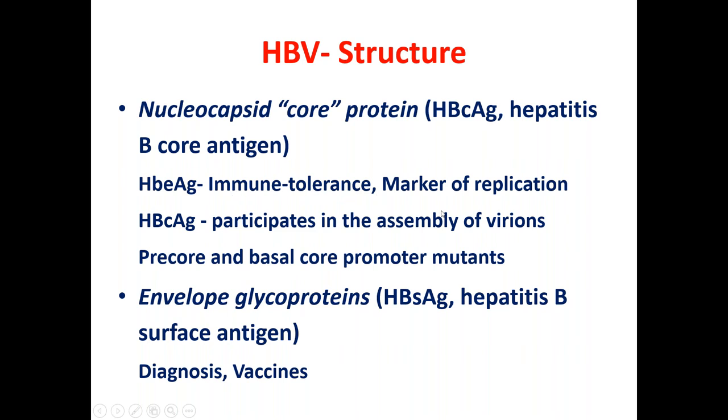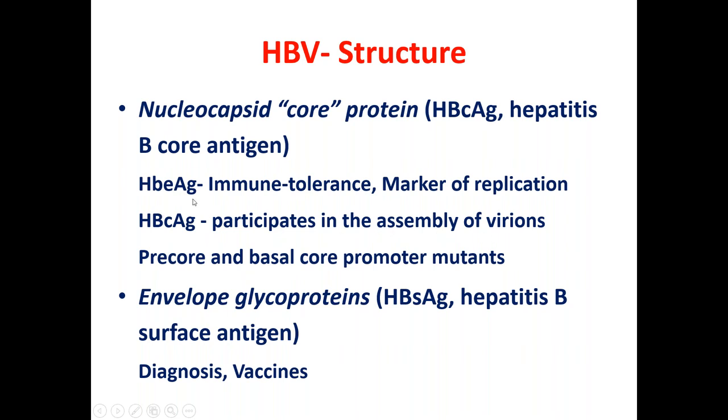Similarly, the E antigen is a marker of replication. If you detect this antigen in the blood, the chances are that your viral load in the blood will be higher. Now, core antigen normally cannot be detected in the blood because it's a large particle, and the main function of core antigen is that it helps to assemble the virus.